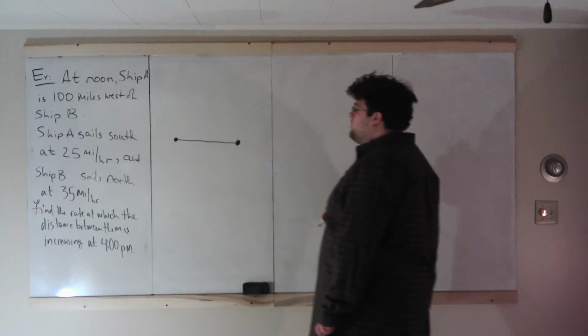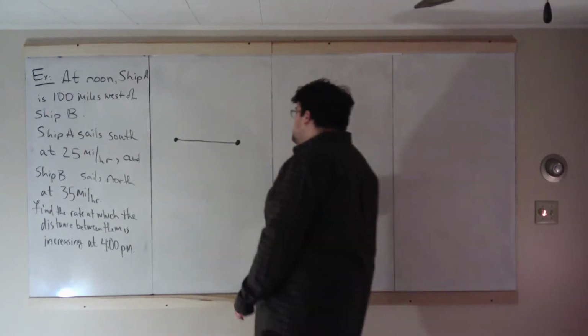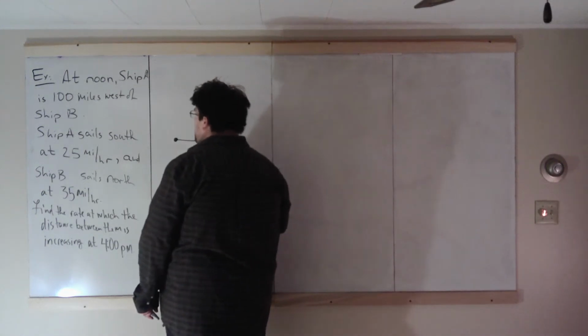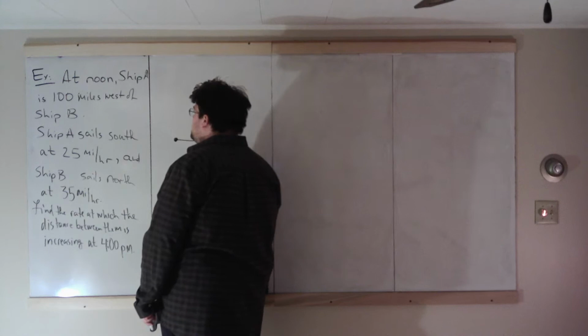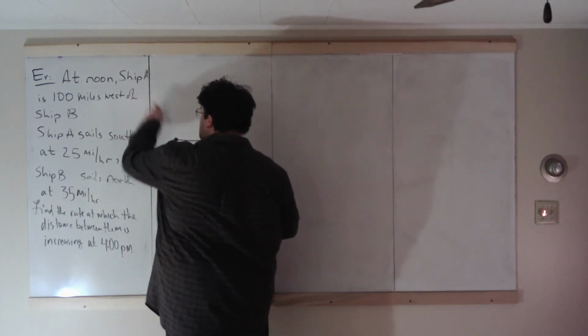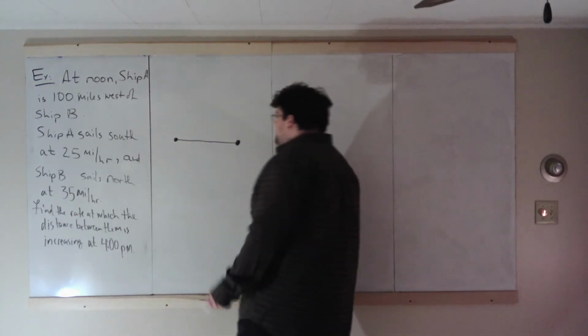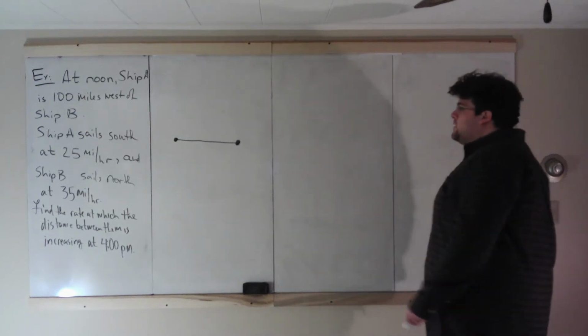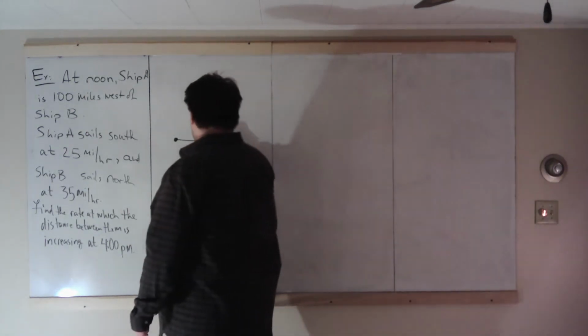I always like X and Y, so maybe I should have even called them X and Y. This is like the 8th time I've done this example, and this is the first time I thought of naming them ship X and ship Y. But whatever. They're 100 miles separated. So this distance right here is 100.